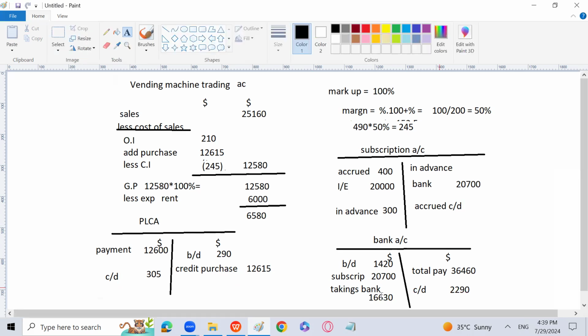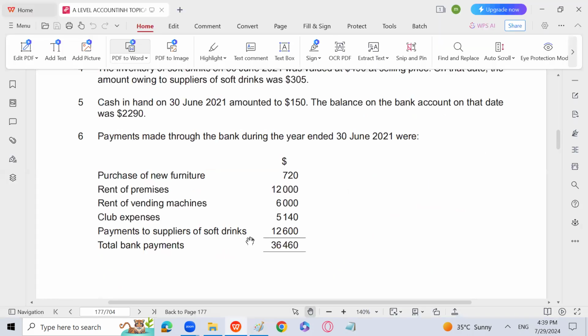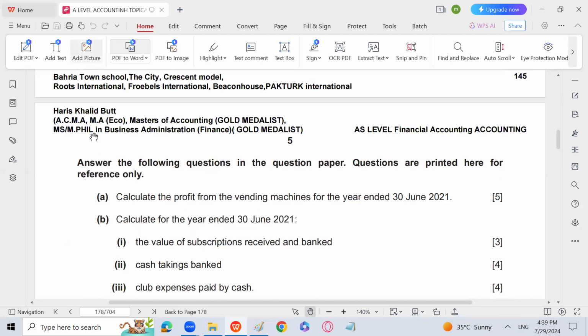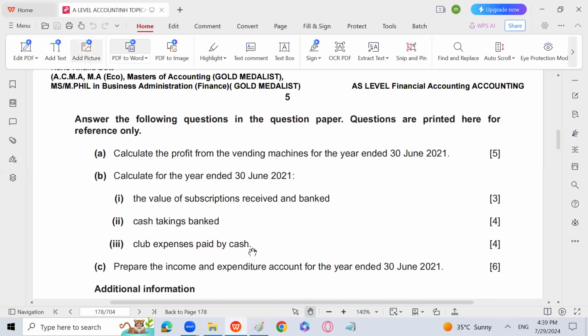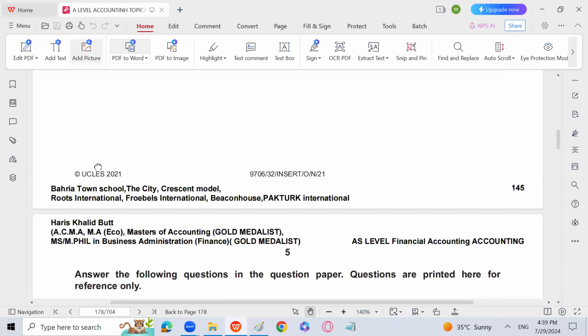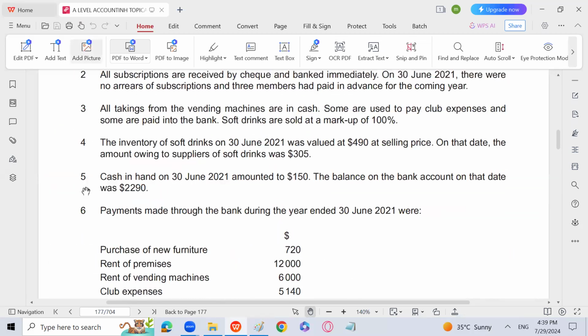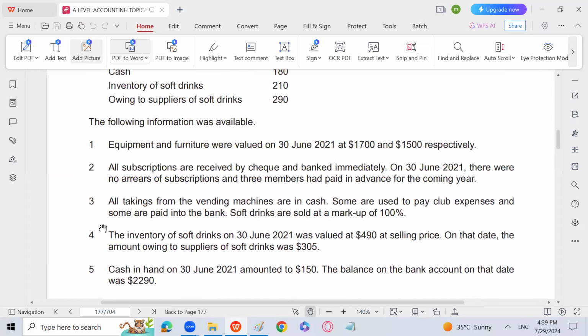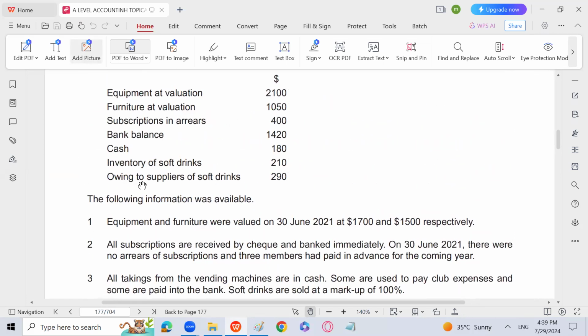So we have found the takings bank also, which will come on the debit side of the bank account and will also come on the credit side of the cash account. Next part which is required is club expenses paid by cash. There are club expenses which have been paid by cash, but they are not given. So that's why we have to find the club expenses paid by cash.